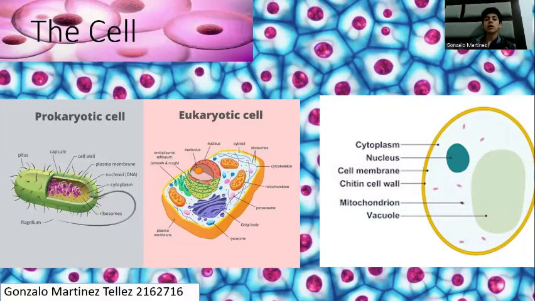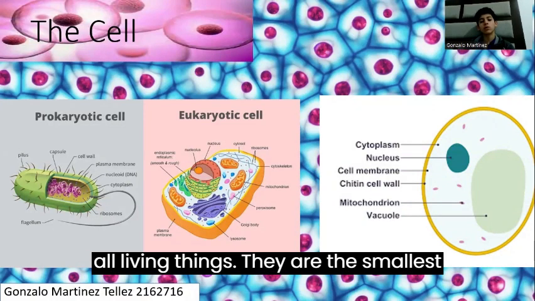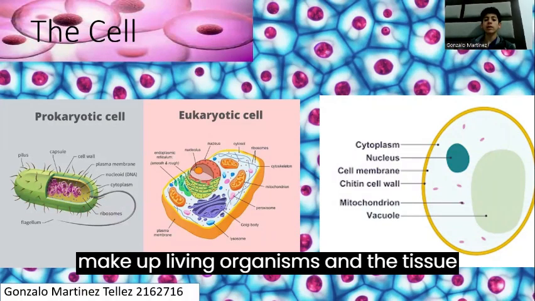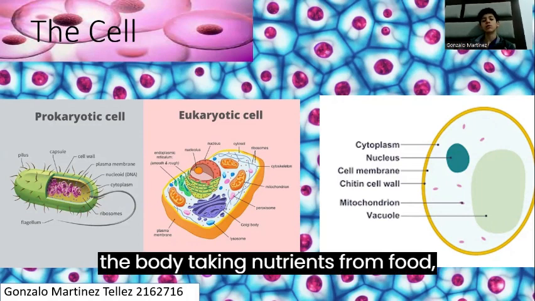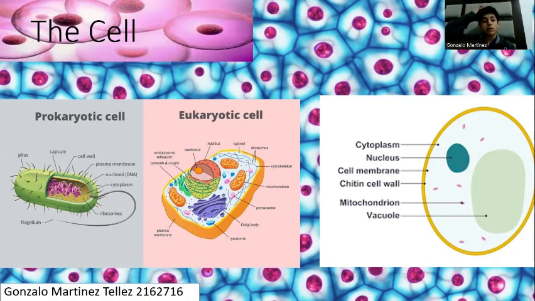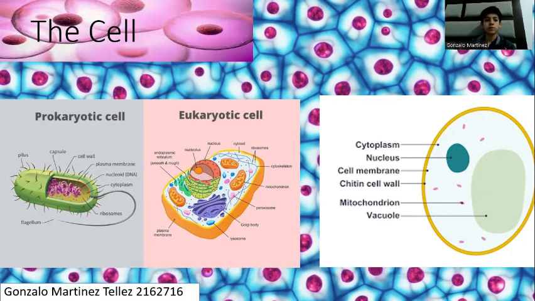What are cells? Cells are the basic building blocks of all living things. They are the smallest unit that can live on its own, and they make up living organisms and the tissue of the body. They provide structure for the body, take nutrients from food, convert those nutrients to energy, and carry out specialized functions. Cells also contain the body's hereditary material and can make copies of themselves.